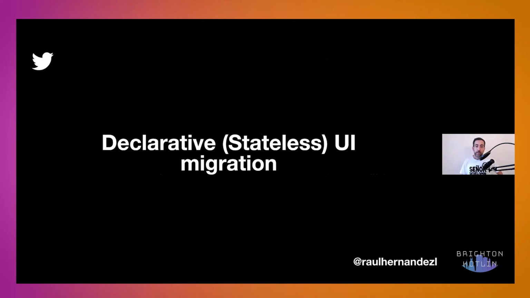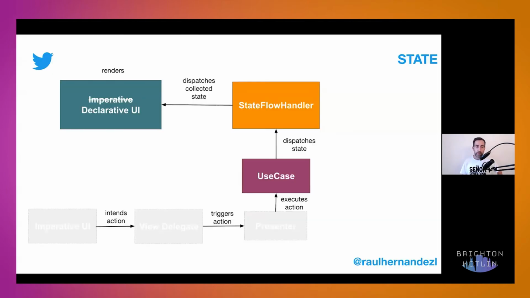Stateless because declarative UIs don't care about state. They care about rules and making the rules visible for you. And that means having a contract. And then that means the stateful handler dispatches a collected state, rendering those declarative UIs and making those ready for you.